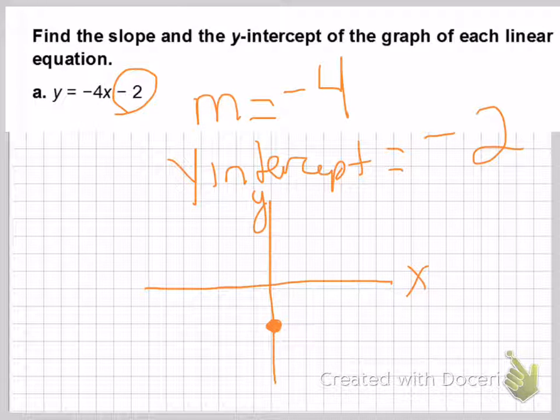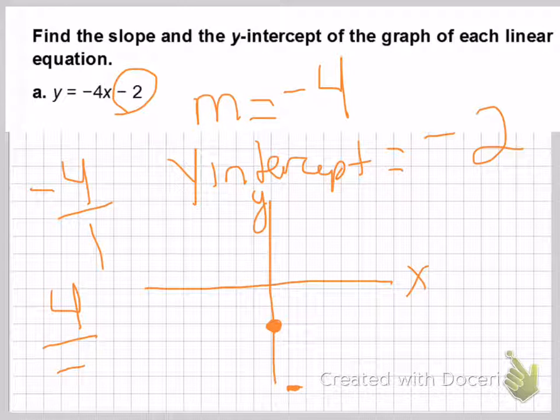My slope of -4 is -4 over 1. So I go down 4, right 1. 1, 2, 3, 4, right 1. Okay, or I can go up 4, left 1. 1, 2, 3, 4, left 1. So I'm still on the same line. And that's how you'd form your line.